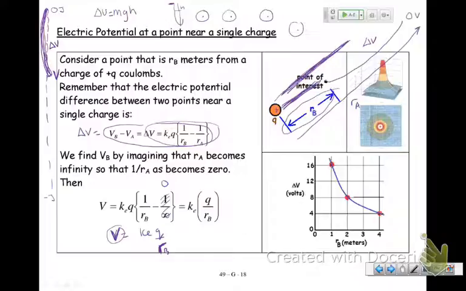Oh, by the way, if I wanted to find the potential energy of a charge here, Q2, I'd say my U is equal to Q times V, which equals Q2 times KEQ over R. Whatever this value is, just multiply it by the charge you are bringing from infinity there. Yep? Cool.